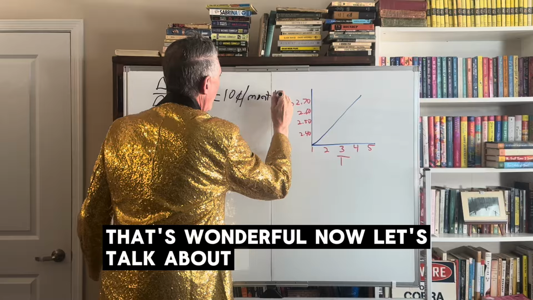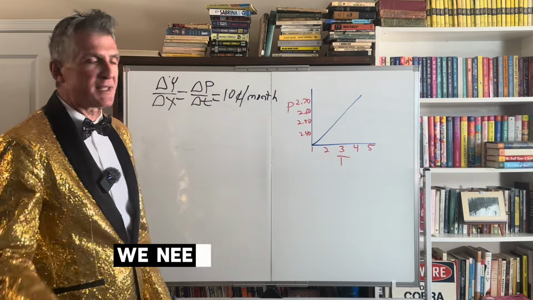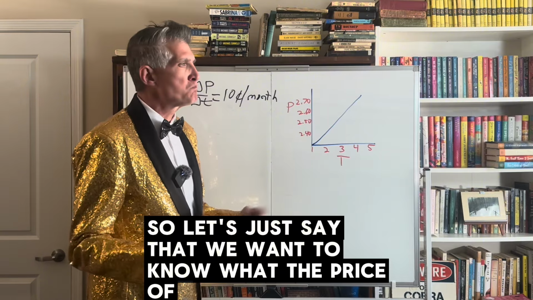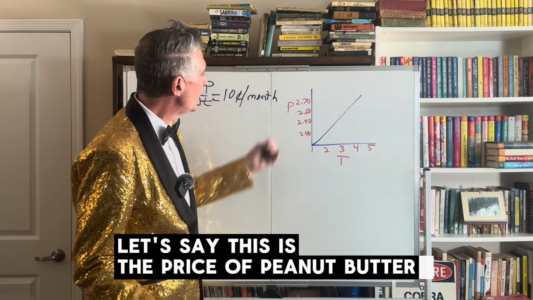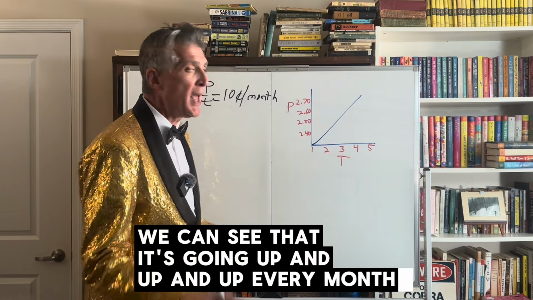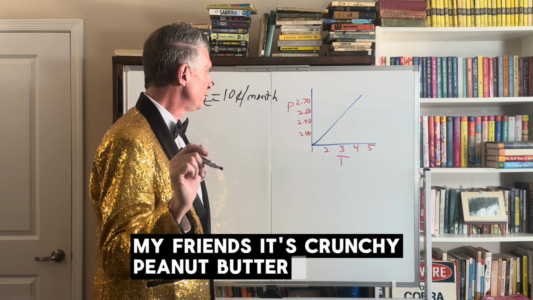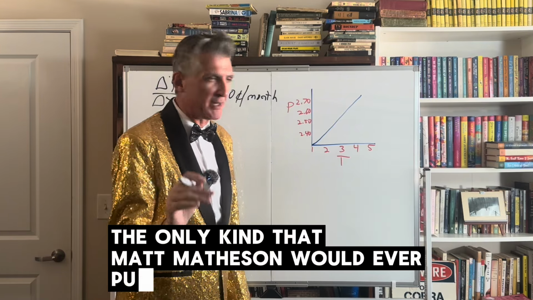Now let's talk about what this price is pertaining to. We need context, don't we? So let's just say that we want to know the price of peanut butter. Let's say this is the price of peanut butter. We can see that it's going up and up and up every month. And it's not just peanut butter, my friends. It's crunchy peanut butter. The only kind that Matt Mathersum would ever put into his body.